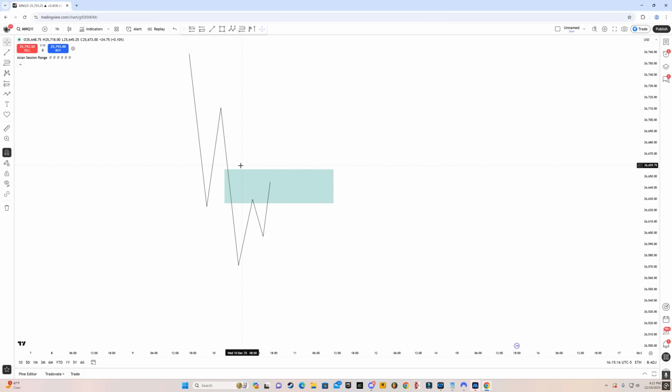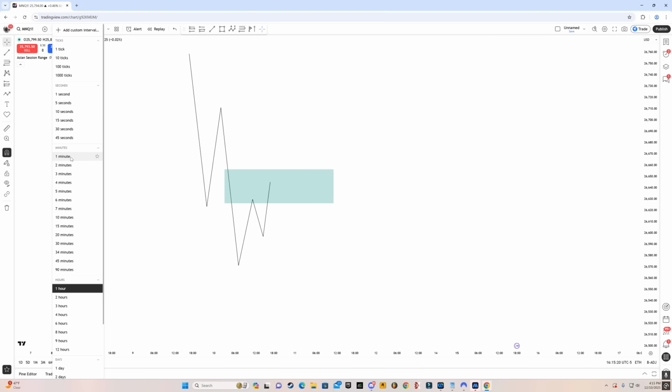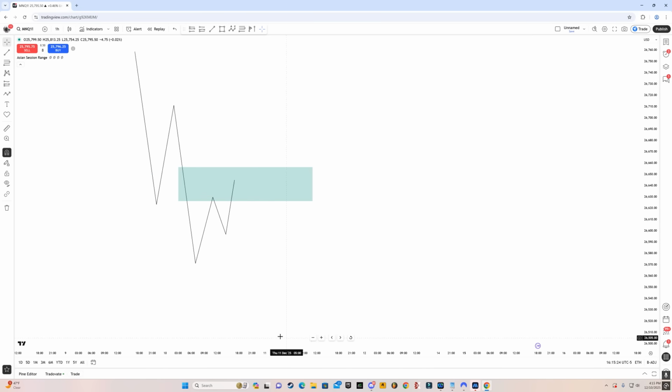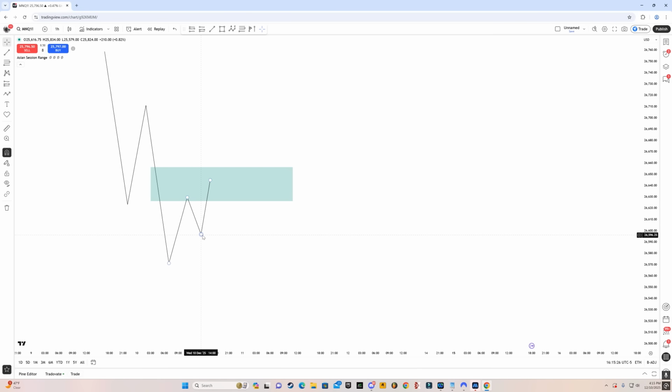So after that, when price is in the 5-minute fair value gap, you want to drop down to the 1-minute time frame. Once you are dropped down to the 1-minute time frame, you want to keep an eye on the manipulation leg. So from this low to this high, you want to identify 1-minute bullish fair value gaps in this manipulation leg.